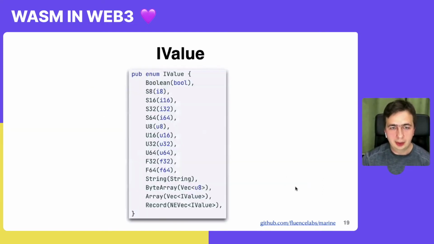And the IValue that I mentioned previously looks like this. Here you can see that IValue consists of general Rust types. You can see some primitive types, strings, vectors of bytes, vectors of different types, and records.